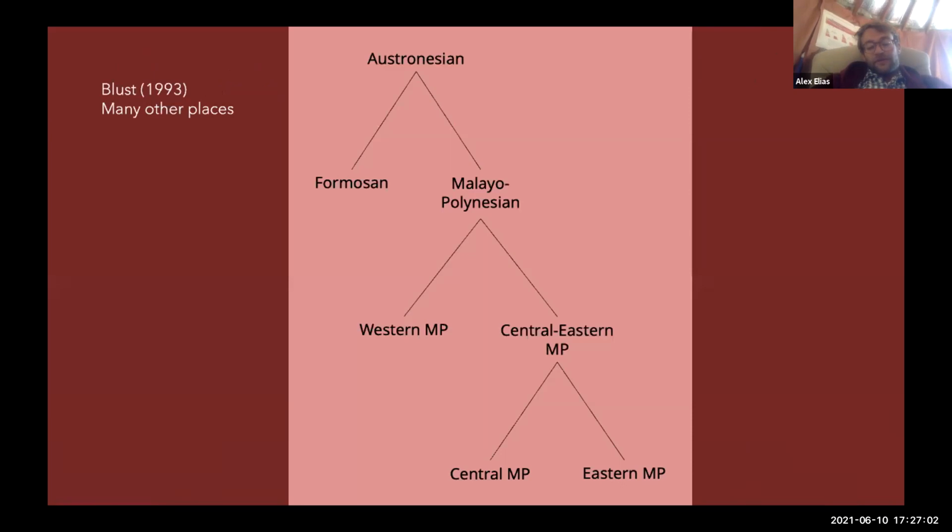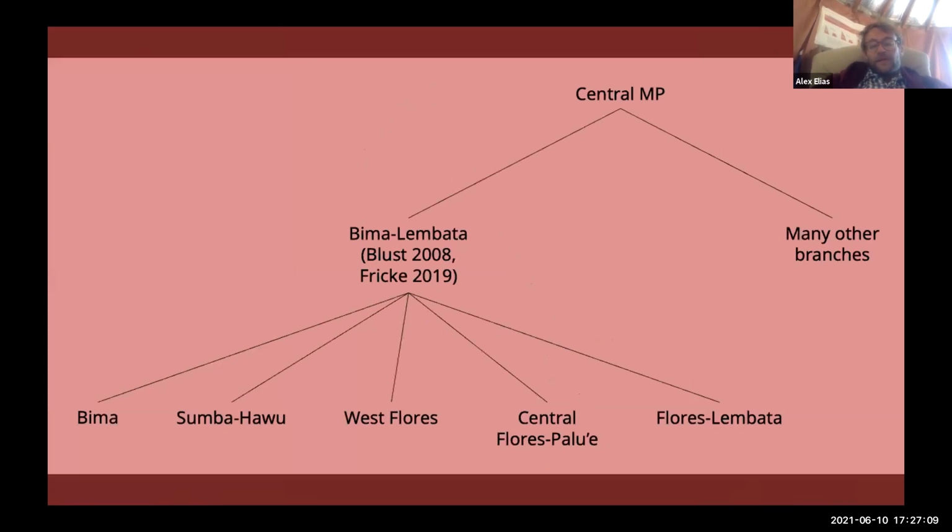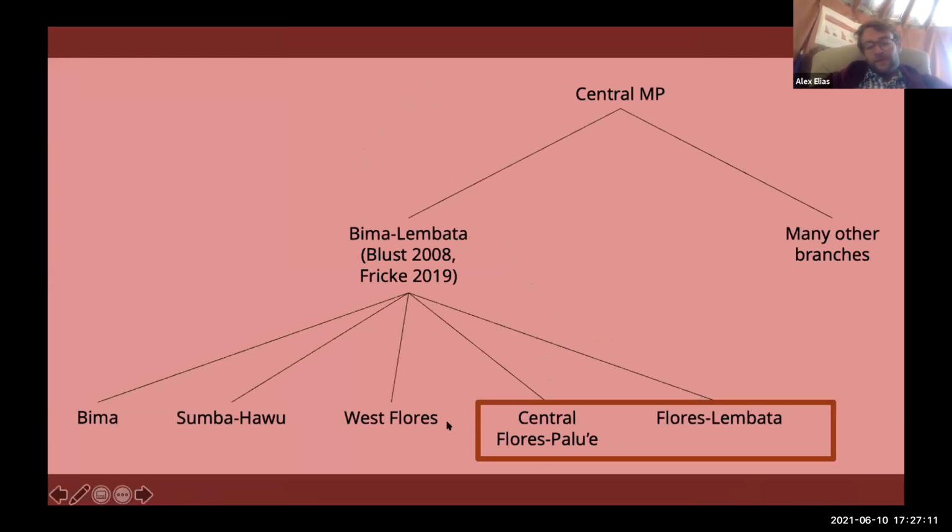Now, these are Central Malayo-Polynesian languages. Everyone's familiar with this graph, I'm sure. Within Central Malayo-Polynesian, there's a subgroup that was sort of indirectly proposed without being proposed by Blust 2008, and then it was further fleshed out and new evidence was brought to bear by Hannah Fricke 2019 in her PhD thesis. So assuming that Bima-Lambada is a valid subgroup, well, these form two branches of it, 2 of 5 branches.